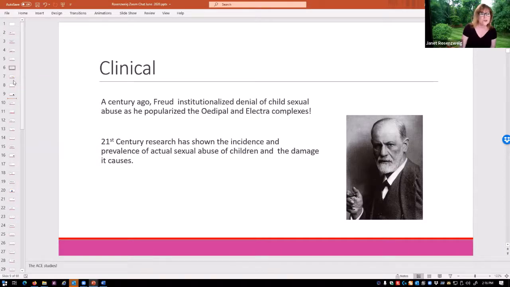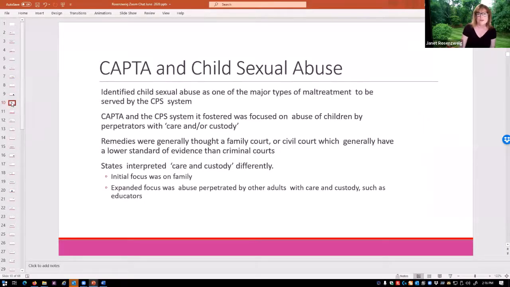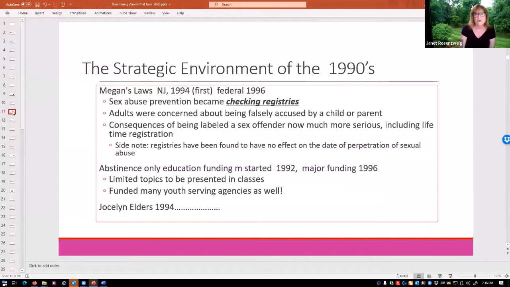And so we sort of owe it to him that we need to move on from there. CAPTA, the major piece of legislation that created our system, created a lot of different definitions of child sex abuse that we all need to keep in mind down the road.